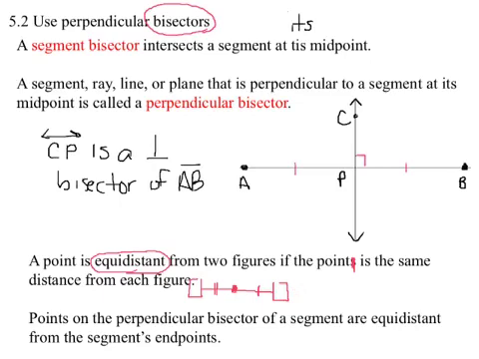Also, points on the perpendicular bisector of a segment are equidistant from the segment's endpoints. So let's just do this. I have a point on the perpendicular bisector. It is equidistant from the segment's endpoints. Cool? We'll say this is a point D.